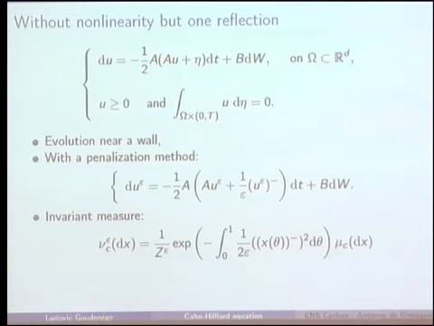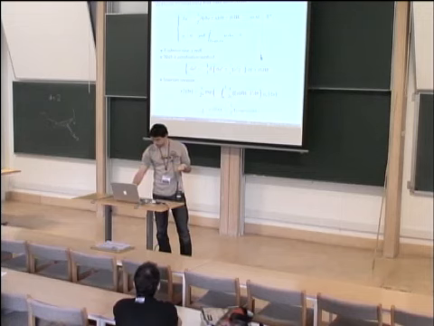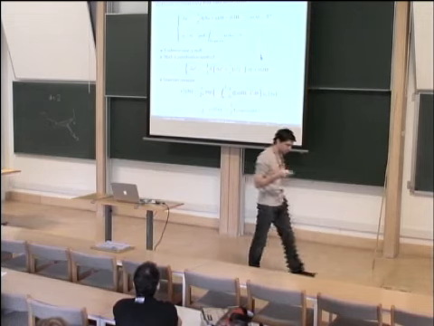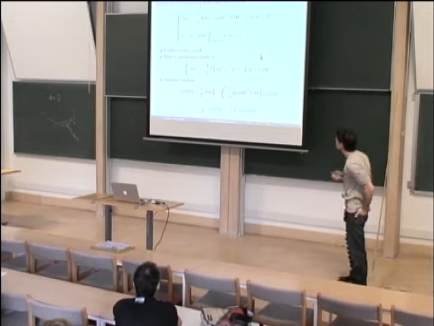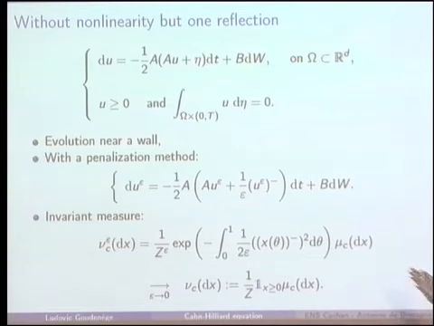Okay, now you have this invariant measure for the problem. You have a stationary solution for the problem. So you try to understand the limit of this invariant measure. So you let epsilon go to 0 in the invariant measure, and you try to understand the limit.